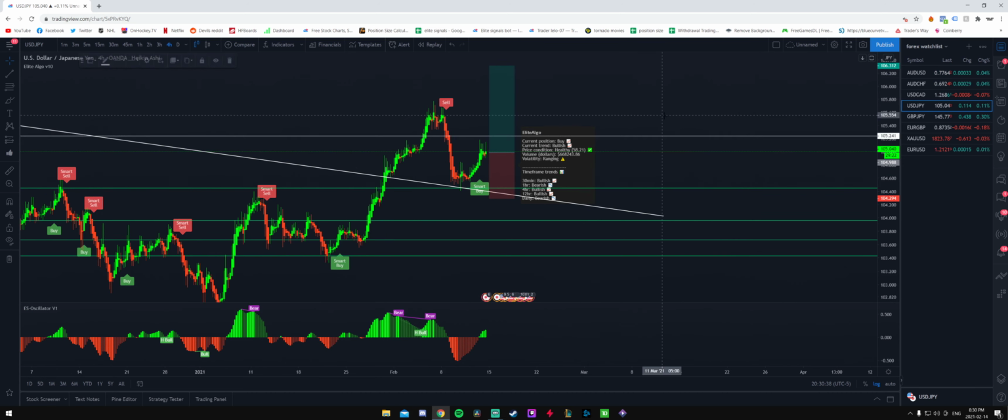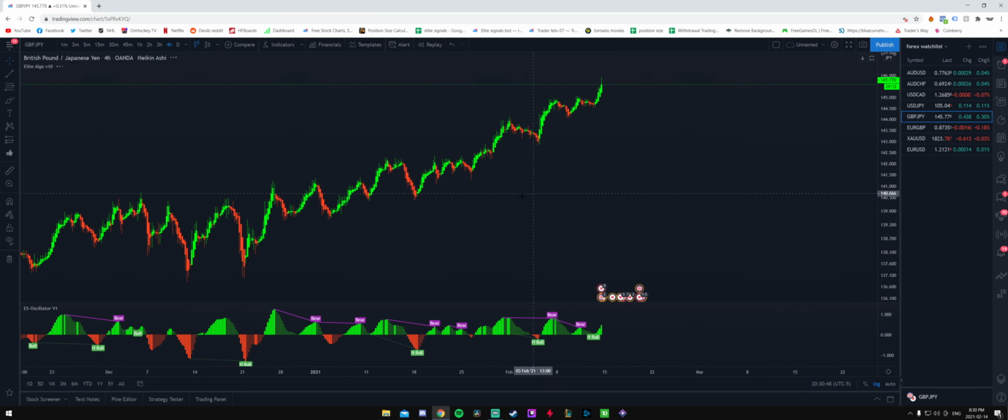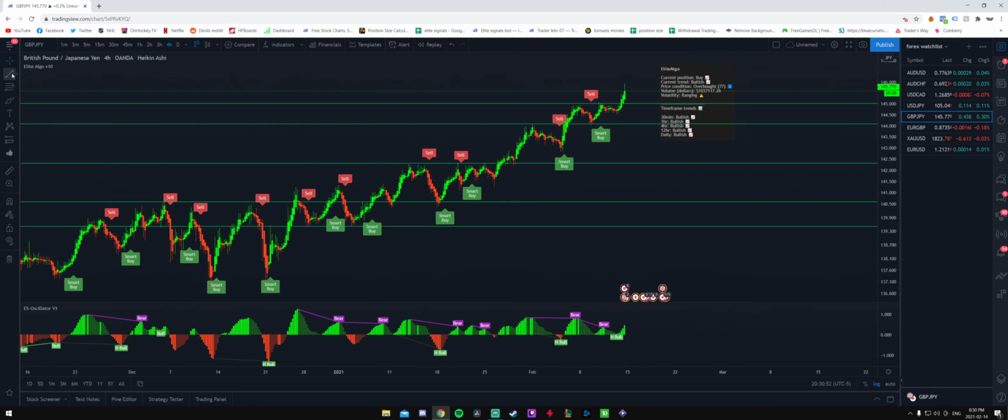Okay, so that's USD JPY in the 4-hour time frame. And right now we can see it has a strong momentum going upwards currently. So looks good. GBP JPY, just a heavy upwards momentum right now.